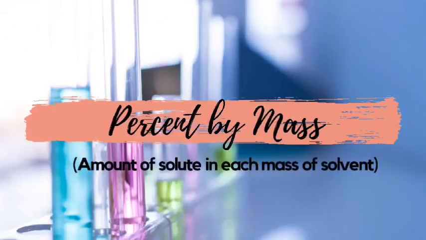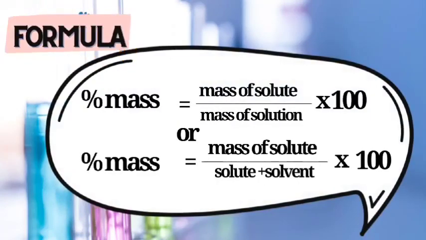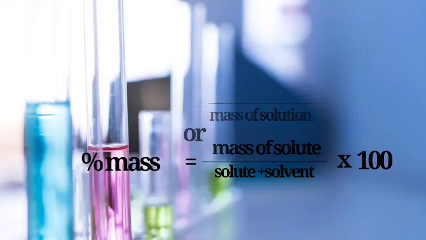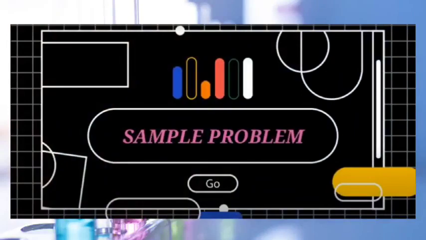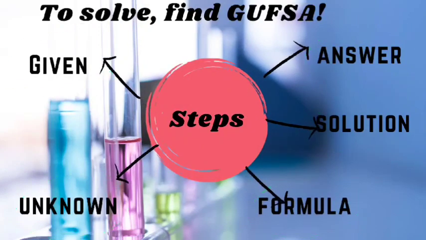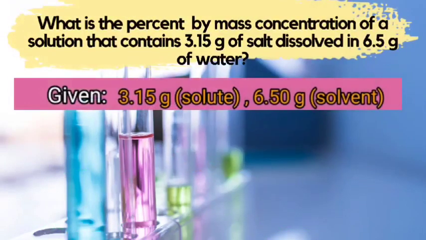Now we go to percent by mass, or the amount of solute in each mass of solvent. Here's the formula. Percent by mass equals the mass of solute all over mass of solution multiplied by 100. And percent by mass equals mass of solute all over solute plus solvent multiplied by 100. So let's go to the sample problem. Okay, so to solve, find GUFSA first: the given, the unknown, the formula, the solution, and the answer. So let us solve sample problem number 1.